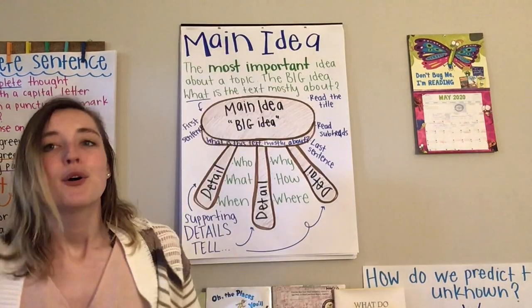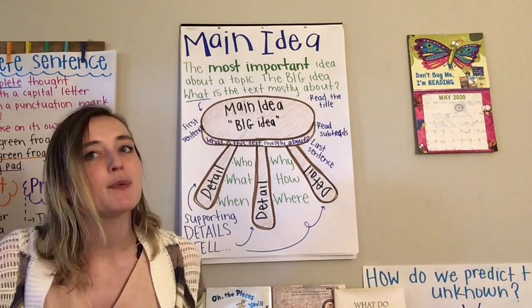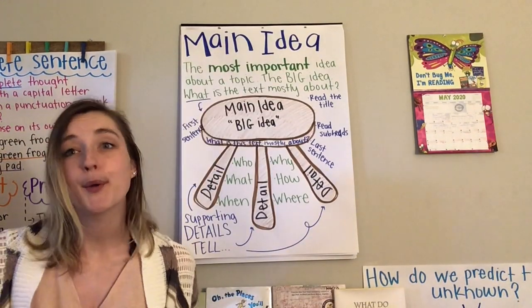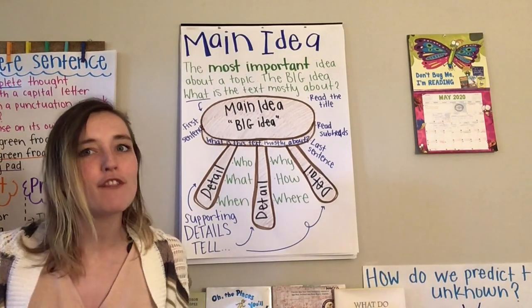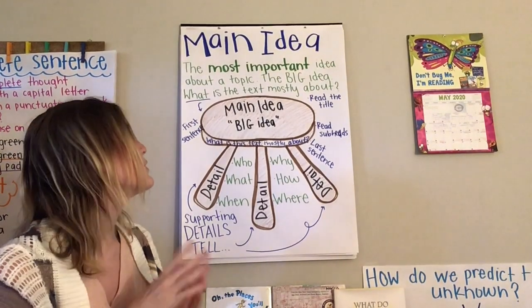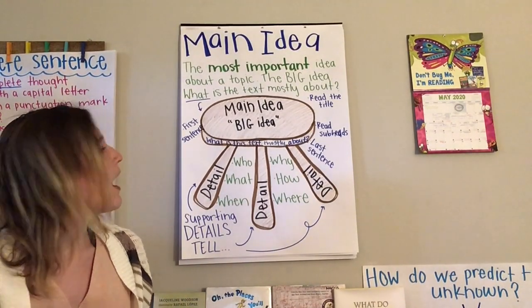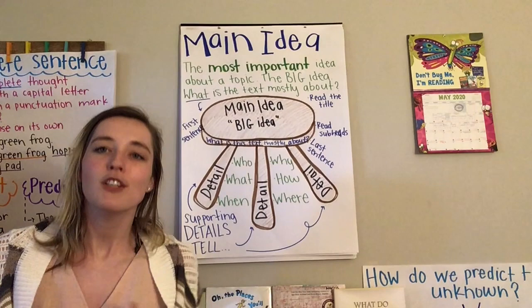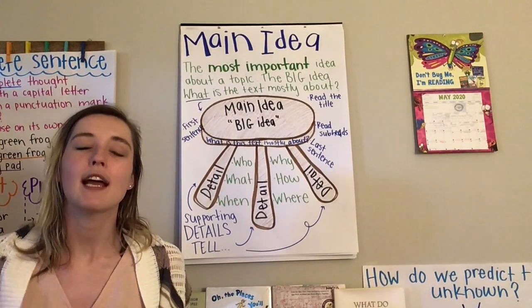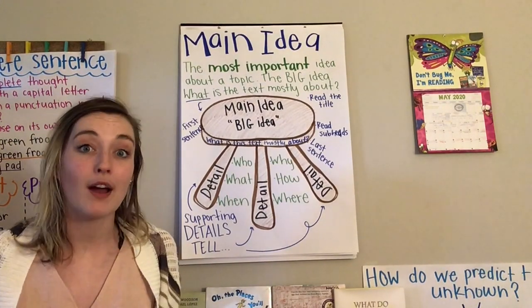Quick refresher, we do this every time we read a new text. We either write a summary or write a main idea. A main idea is usually for informational text. So what we're doing is trying to find the most important idea about a topic. It is the big idea, and the question you typically ask yourself is, what is the text mostly about? Or what are the paragraphs mostly about?